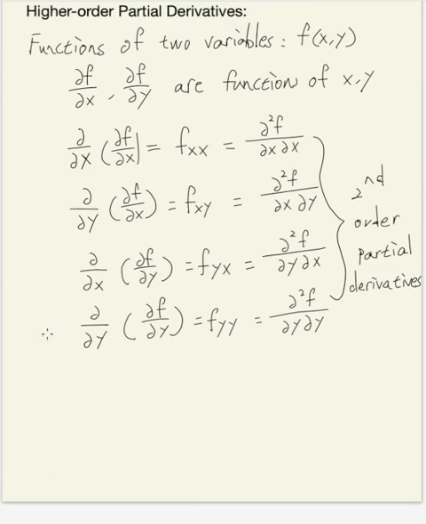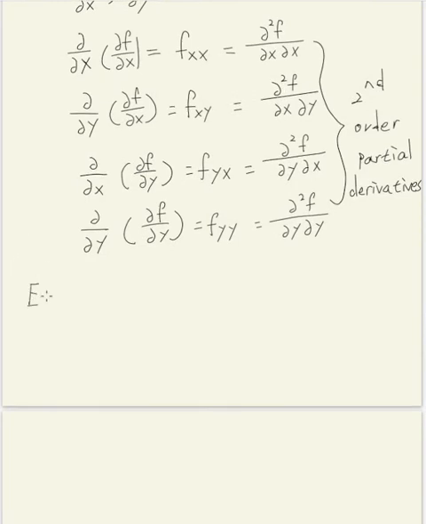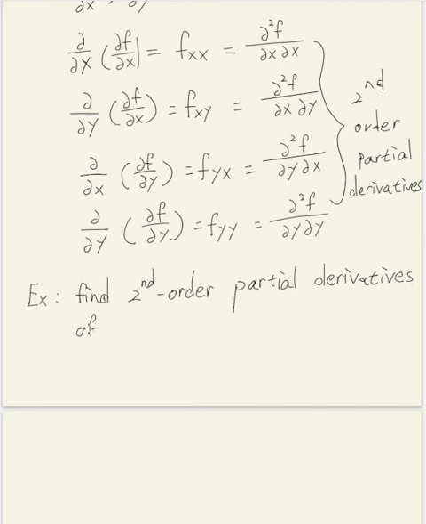All right, let's do a quick example. Let's compute the second order partial derivatives of the function f of x and y equals 3x y squared minus 2y plus 5xy squared.